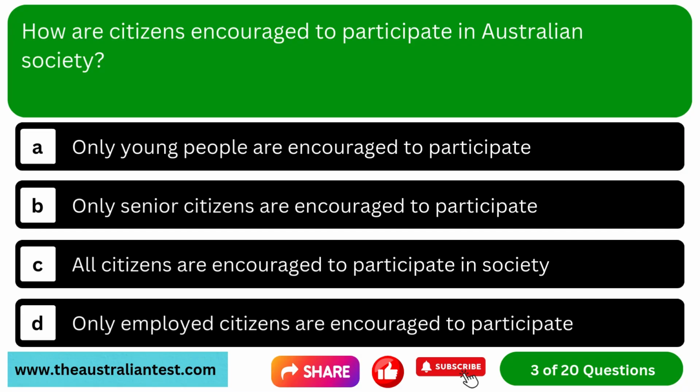Question 3. How are citizens encouraged to participate in Australian society? Option A, only young people are encouraged to participate. Option B, only senior citizens are encouraged to participate. Option C, all citizens are encouraged to participate in society. Option D, only employed citizens are encouraged to participate.